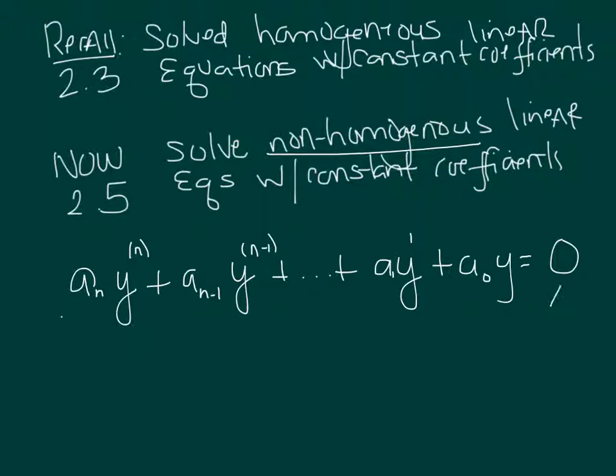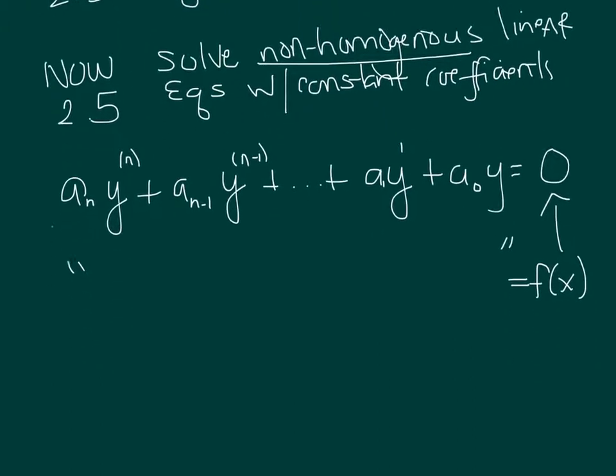So the only difference in 2.5 is that we're going to have the same equation, but instead of it being equal to 0, it's going to be equal to some function of x. When it's not equal to 0, we say it's non-homogeneous. I'm just going to give you some steps, just a general idea here, and then I'll work out some problems in the next video. But let me go ahead and write this out.